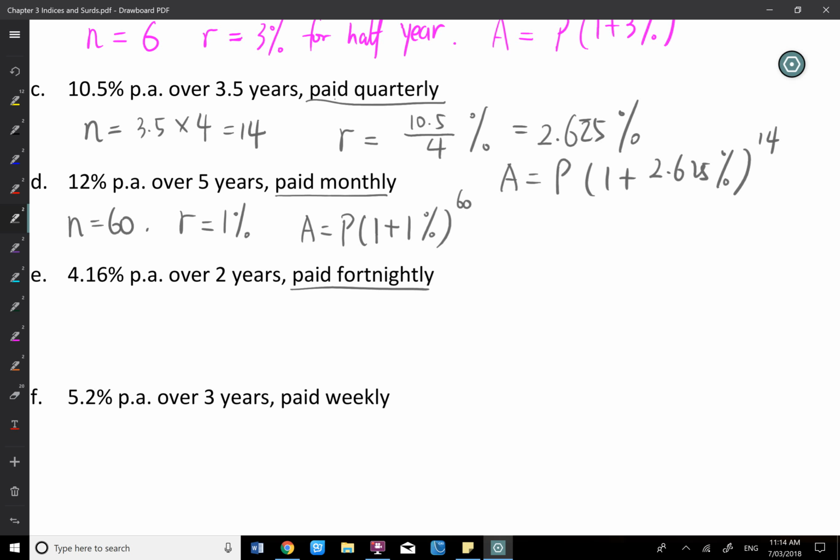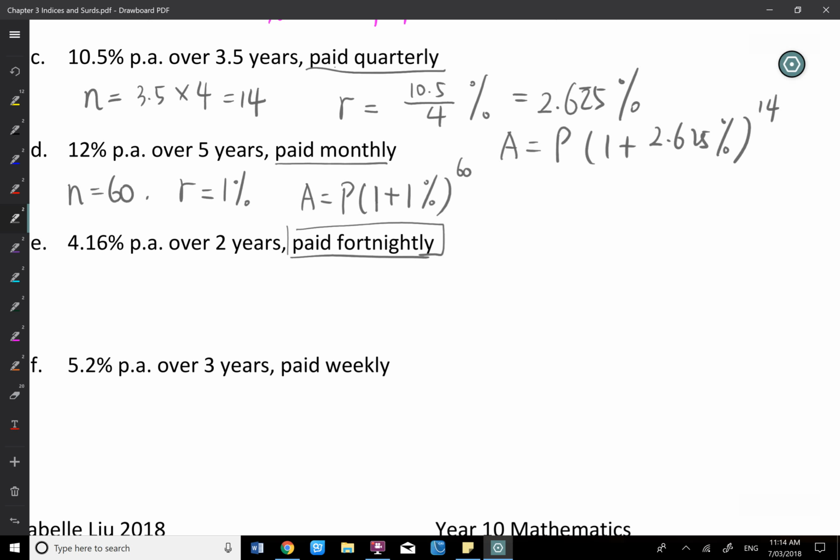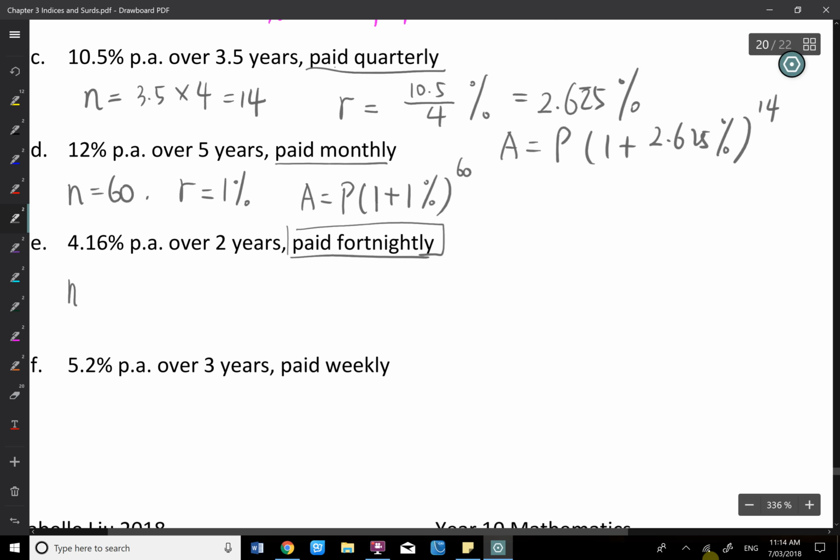Okay. Next one. How many weeks are there in a year? 52 weeks, right? So if it paid fortnightly, how many times you will get paid over 2 years? Over 2 years. Still 52, right? So you get 26 payments a year. Then over 2 years is 52 payments. Okay, but the interest rate, what's the interest rate?